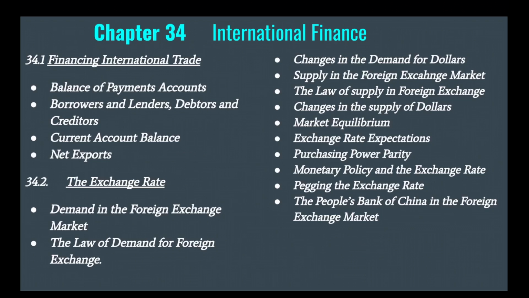34.2 The exchange rate. Demand in the foreign exchange market, the law of demand for foreign exchange, changes in the demand for dollars, supply in the foreign exchange market, the law of supply in foreign exchange, changes in the supply of dollars, market equilibrium, exchange rate expectations, purchasing power parity, monetary policy and the exchange rate, pegging the exchange rate, the People's Bank of China in the foreign exchange market.